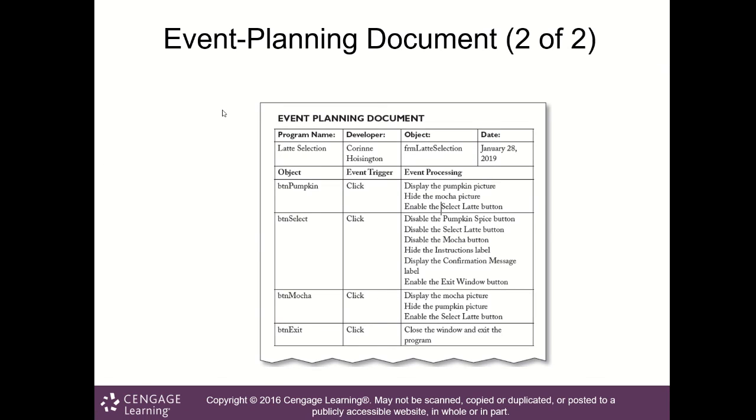So this is again the event planning document. This is a document that will help you to identify the events, and then once you identify the events and what is going to happen with the events, it is absolutely easy for you to code them, because all you have to do is go to the button and double click as I showed you before, and then code it. That's it.